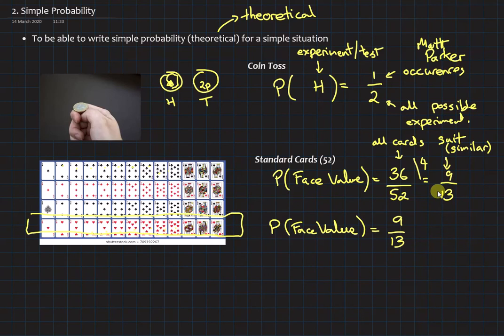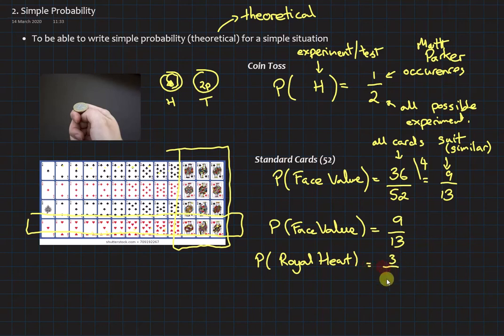Other things they may say, what's the probability of getting a royal heart? Now the royal cards are these ones. They're the Jack, Queen, King. The Jack, Queen, King, there's 3 hearts. Out of a whole deck, we get 3 out of 52. If you want to do a quick check if it simplifies, 5 plus 2 is 7, doesn't divide by 3, so that is a simplified value.